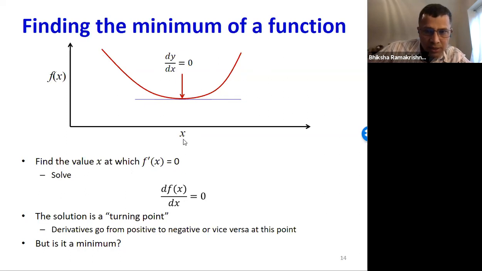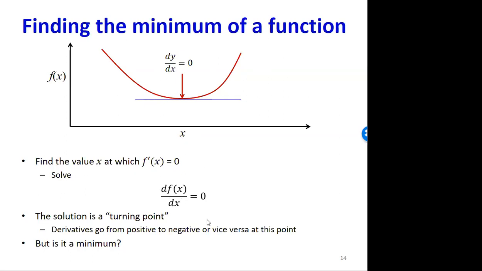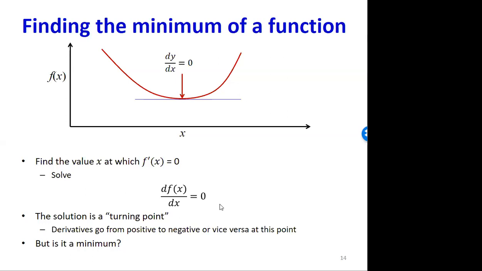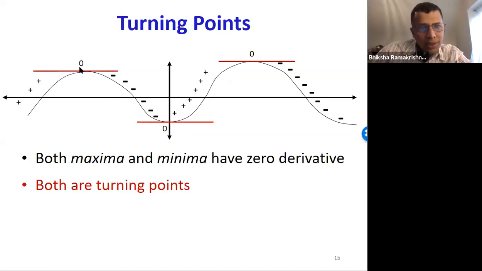Was that sufficient? Just equating the derivative to 0, was that sufficient? Anyone? No, it might find a local minima. Was that the only problem? No, now, you find the second derivative, because both maxima and minima have 0 derivatives. These are what are called turning points. Why is it turning? The function is turning at these points.